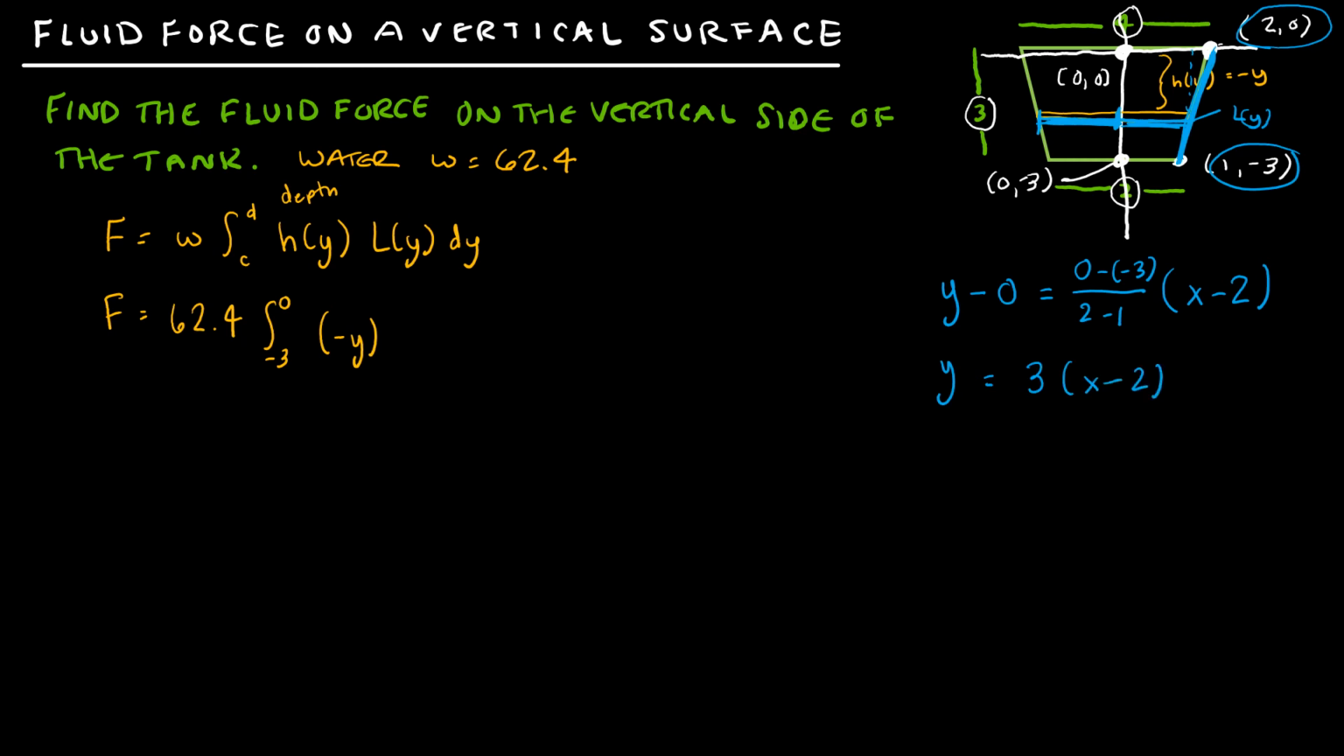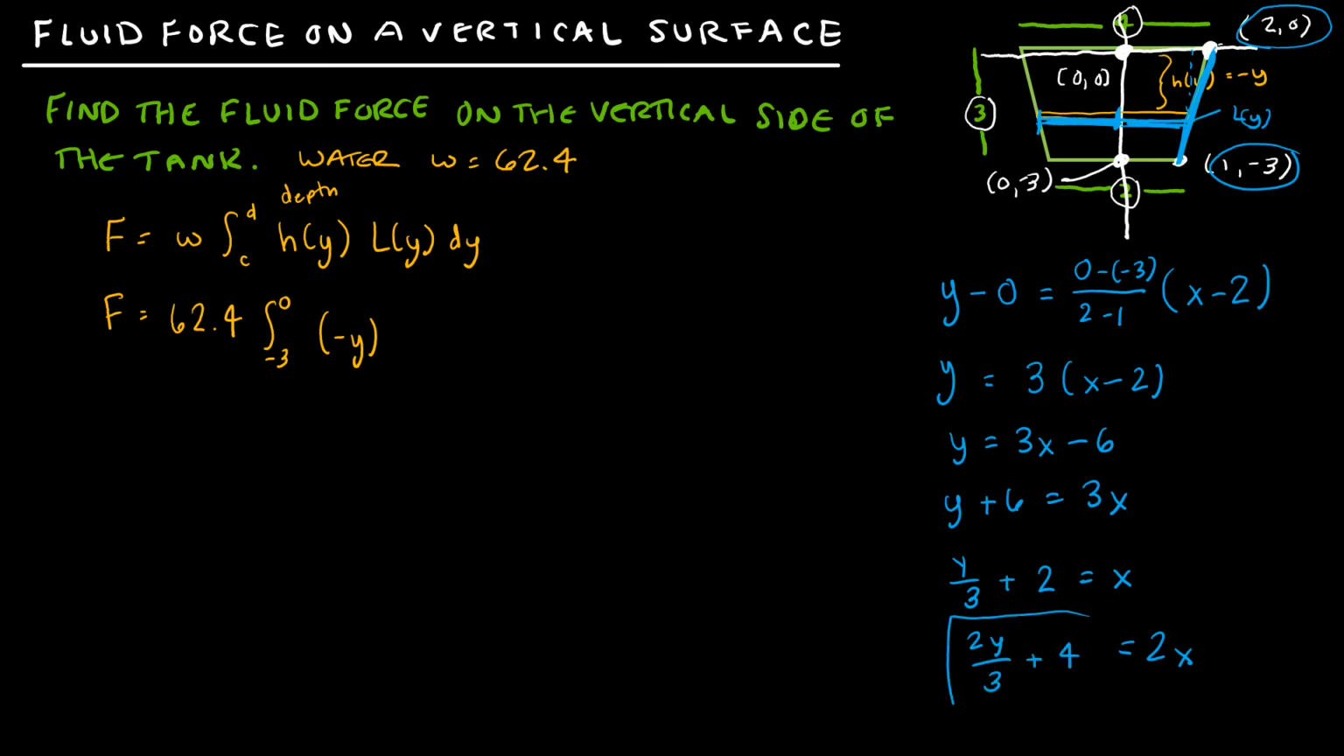Now keep in mind that I'm really interested in getting x by itself. So I have y equals 3x minus 6. So y plus 6 equals 3x. And so if I divide by 3, I have y over 3 plus 2 is equal to x. Now keep in mind, like I said, that I need 2x. So 2x is equal to 2y over 3 plus 4.